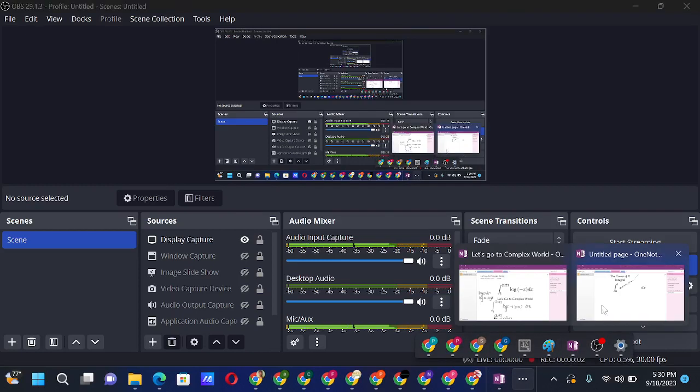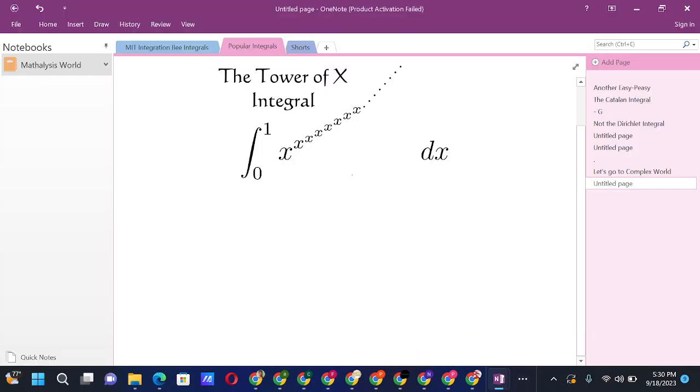Today we have a monster integral. We have this monster expression, x to the power x to the power x to the power x to the power x and so on, a tower looking expression, and we have to integrate this from 0 to 1. Obviously we cannot integrate an infinite thing like that, so we first want to convert this to a finite thing.